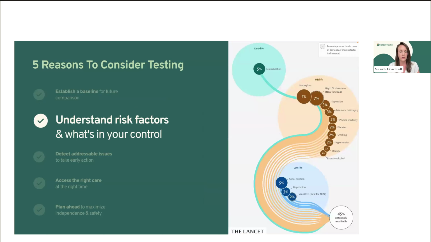Cognitive testing can also help us understand what our individual risk factors may be for cognitive changes, and also to learn about what you can do to maximize your health here and now. It's important because it can open up a conversation between you and your family, you and your healthcare team, to help empower you in your health and things you can do now.